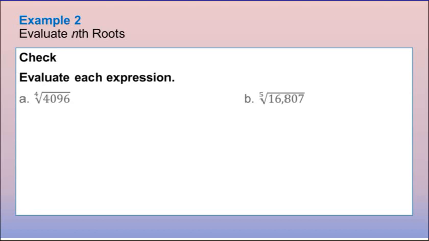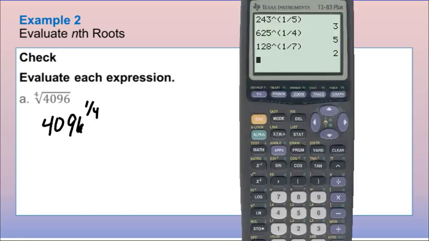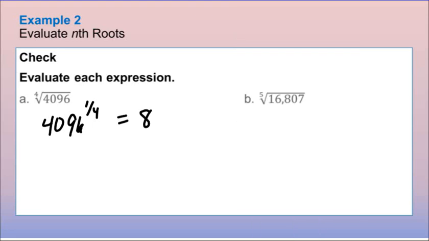Other ones, the 4th root of 4096. So I would do 4,096 raised to the 1/4 power. You could also find the square root of that and then find the square root of that answer. So if I did the square root of 4096, I end up with 64, and the square root of 64 would give us 8.